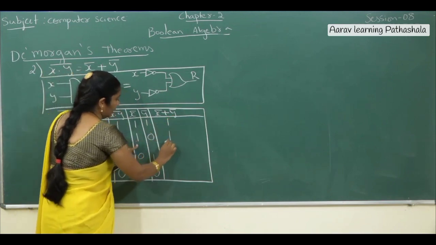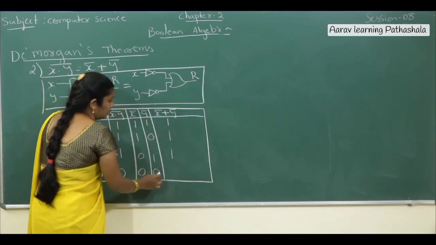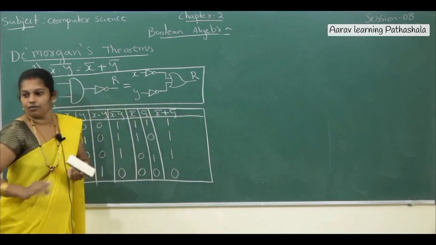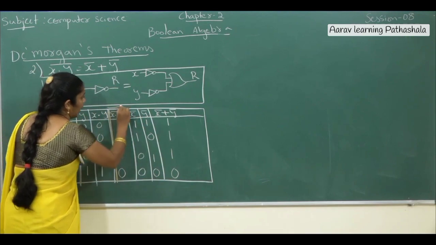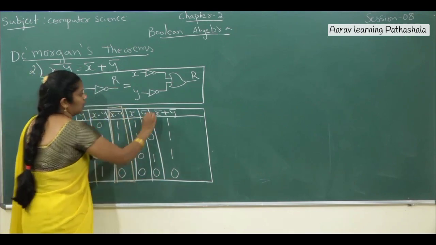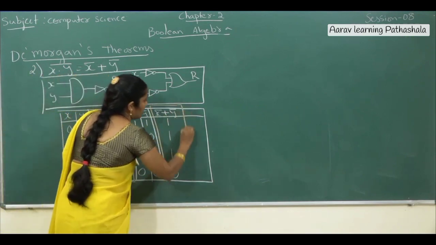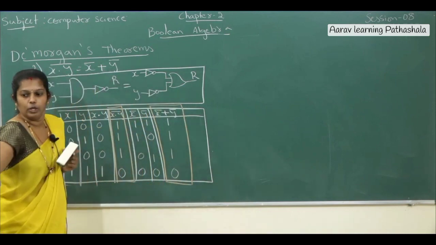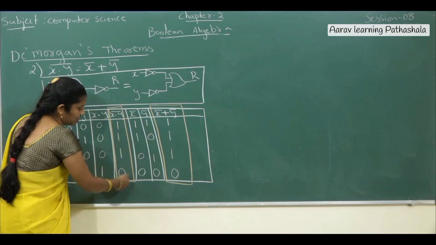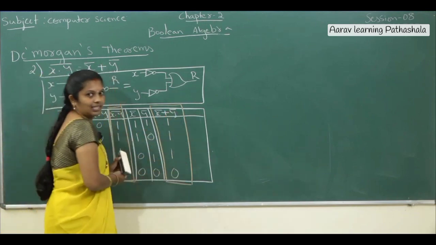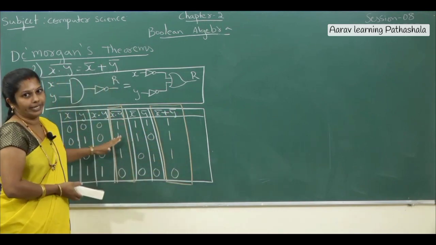1 plus 0, 1. 0 plus 1, 1. 0 plus 0, 0. From this, I can say that (x into y) whole bar value equals x bar plus y bar value. See the output? Here we have 3 ones and then 0, 3 ones and then 0. This is your truth table.